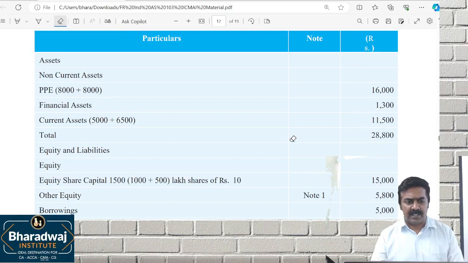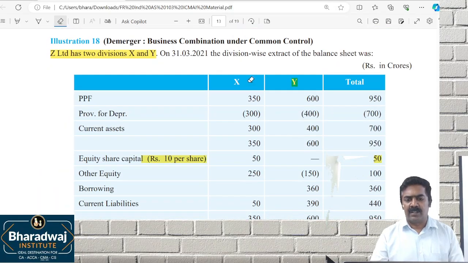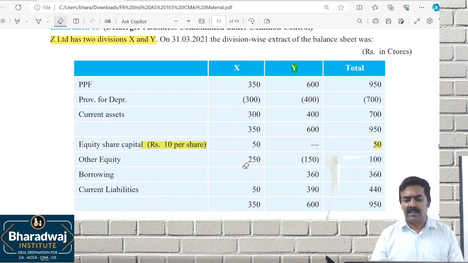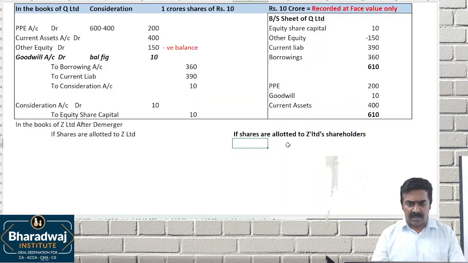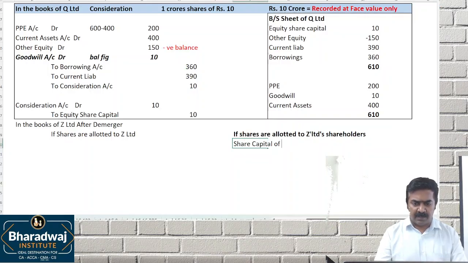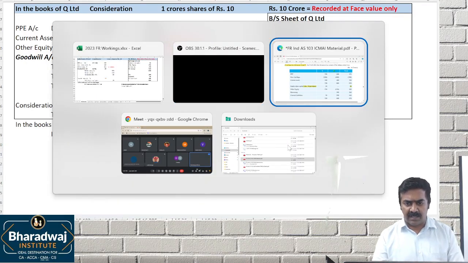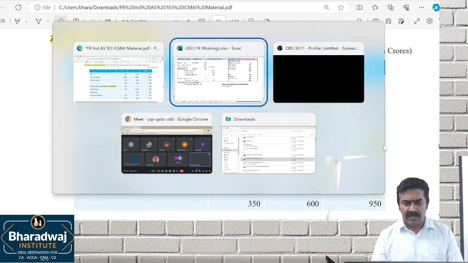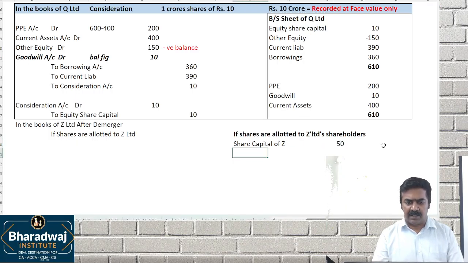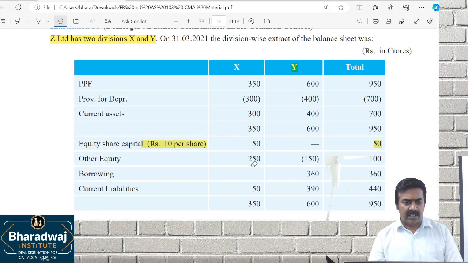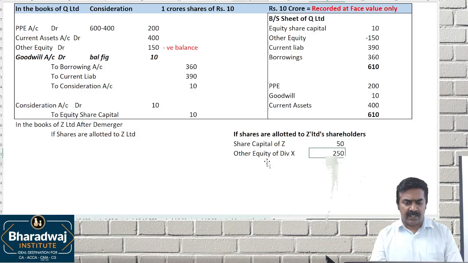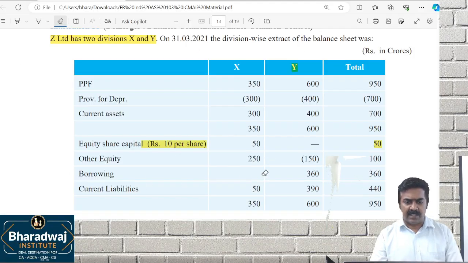What will be the value of assets? We will continue with which division? X division. So, how to record? Share capital of which will continue? Z will continue. Share capital of Z is 50 crore. There is no change in that. It will continue. Then, other equity of division X, how much is there? 250, that will continue. Borrowings of X is not there.